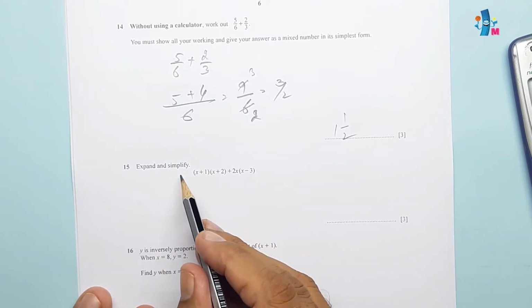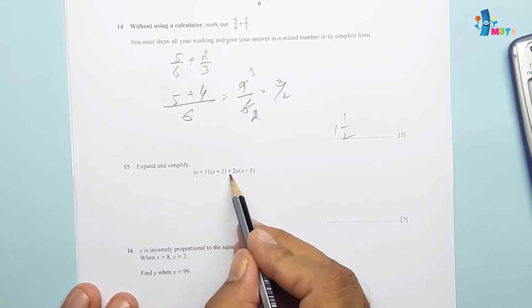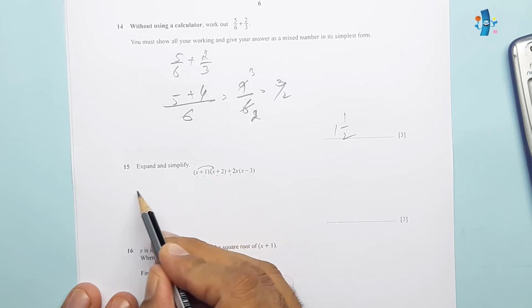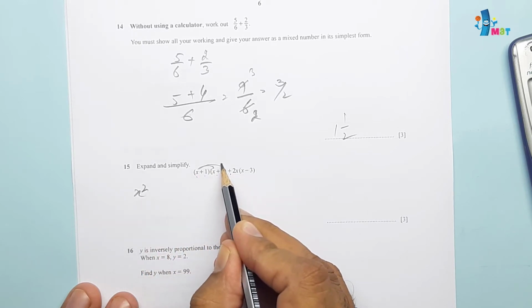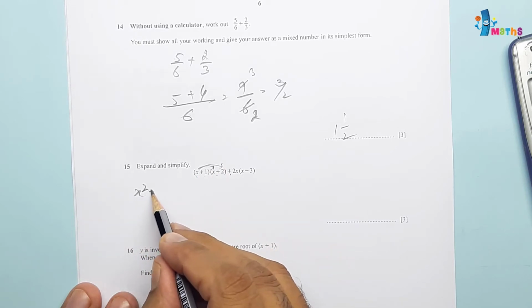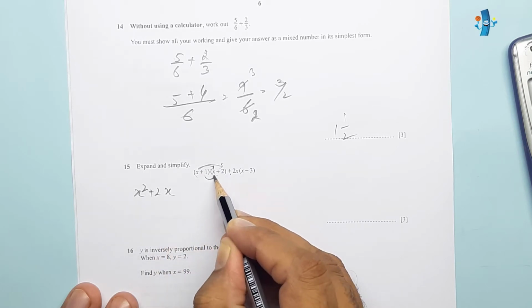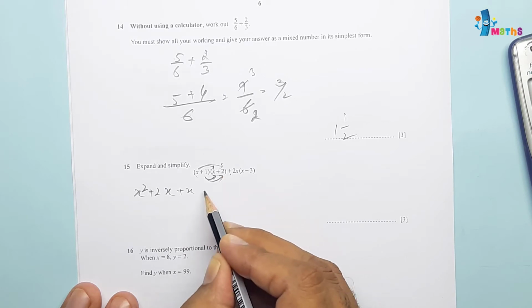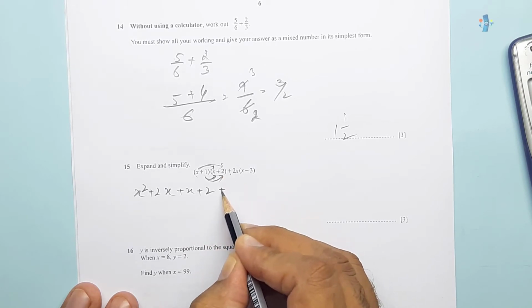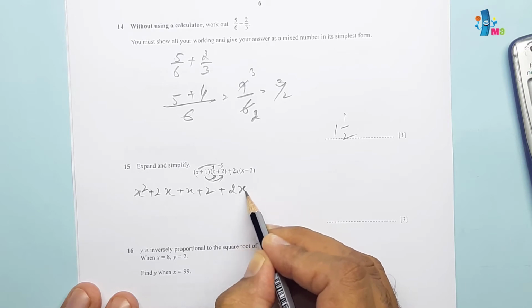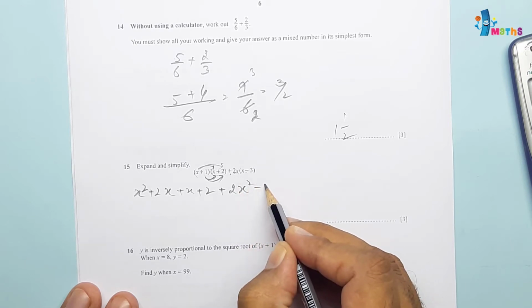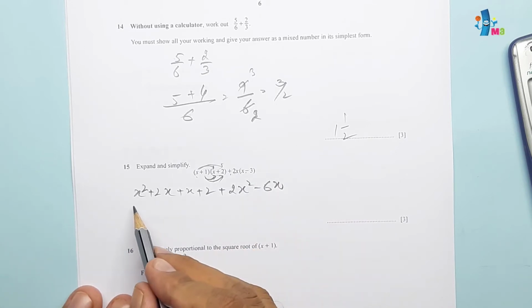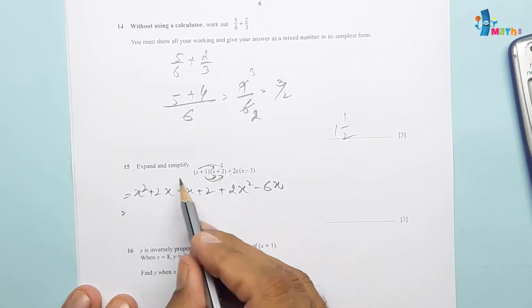Expand and simplify. x plus 1, x plus 2 plus this one, you will have to multiply. x with x will be x squared, then x with 2 will be plus 2x, and 1 with x will be plus x, and 1 with 2 will be 2. Then plus 2x will be multiplied inside, 2x squared minus 2x minus 3x will be 6x. So this will be this algebraic expression when we open this one.